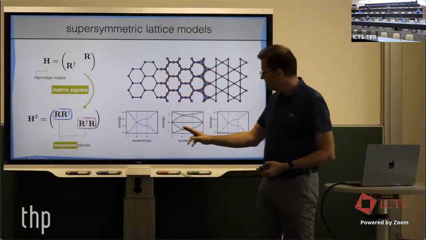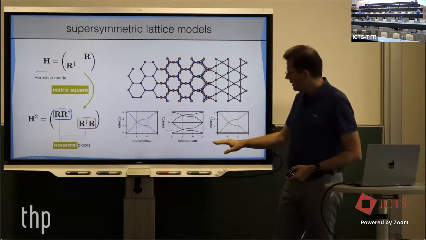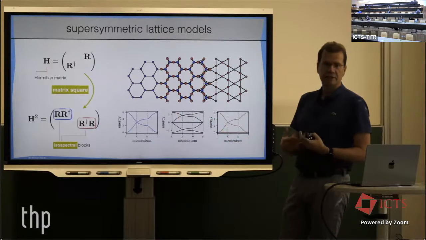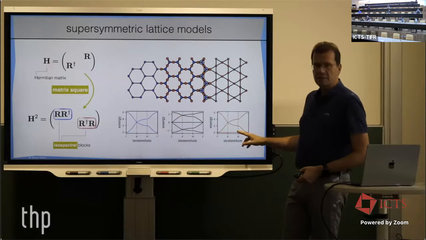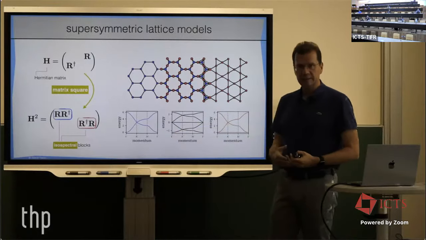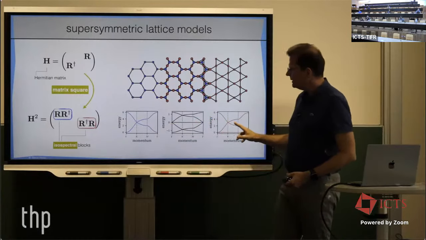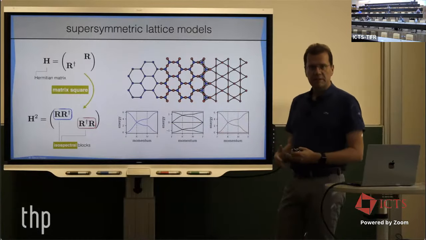Many of you will know this, that these two systems are isospectral up to a flat band, which is an additional feature in the Kagome spectrum. But apart from that flat band, these two spectra are identical. So they are isospectral.